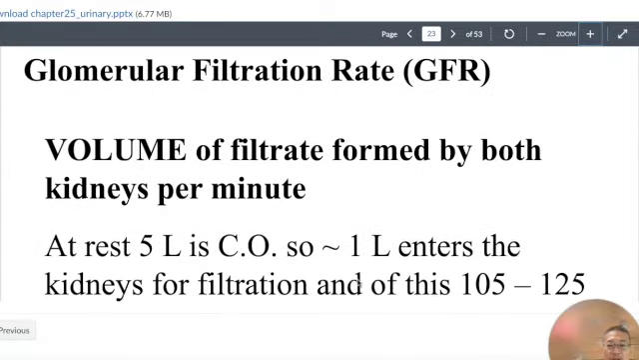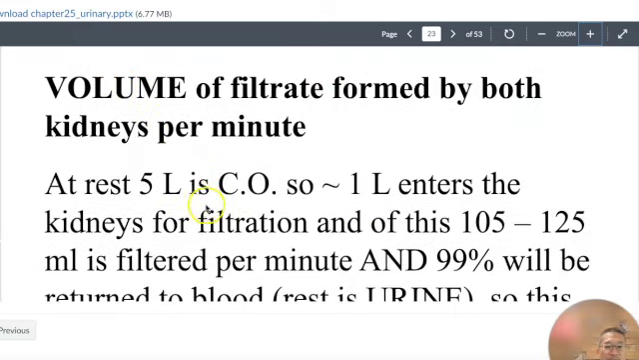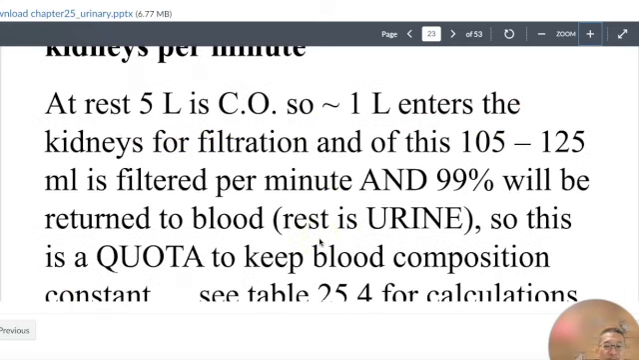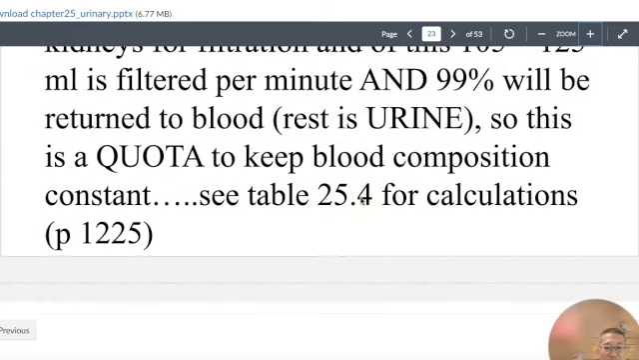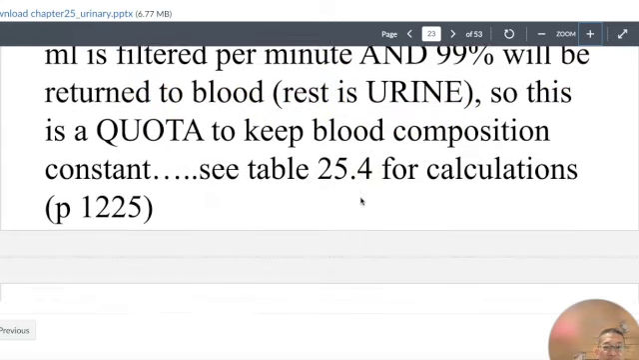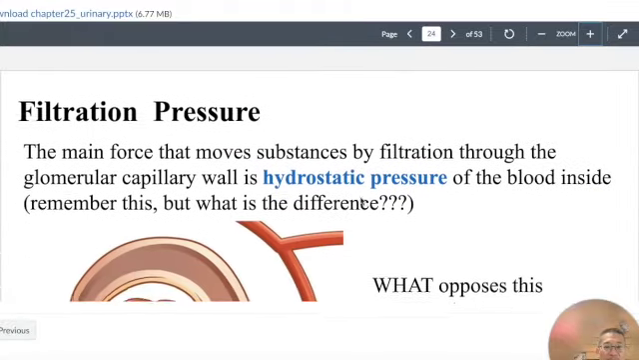So we're going to look at something called the glomerular filtration rate: the volume of filtrate formed by both kidneys per minute. At rest, about 5 liters is the cardiac output. About 1 liter will enter the kidney for filtration. About 105 to 125 milliliters is filtered per minute. 99% will be returned to the blood, and the 1% will form the urine. This is roughly, okay. Of course, not everybody's the same.